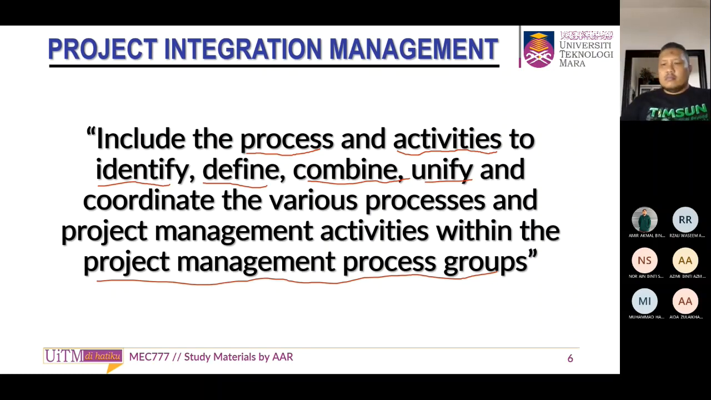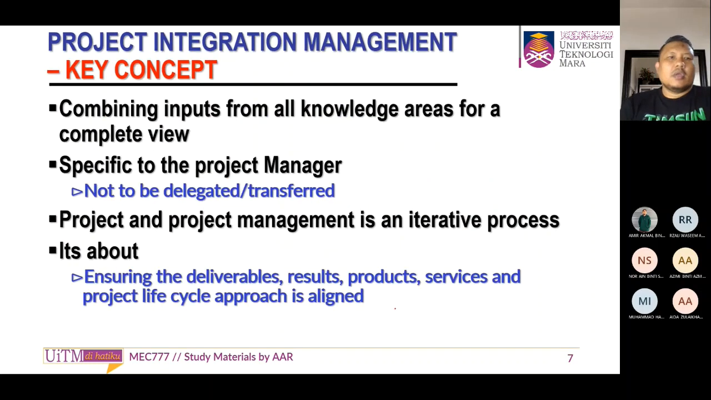Alright, so that is what we mean by the project management process group. Alright, the concept, we call it here a key concept. What is the concept of project integration management? First, the key concept is combining input from all knowledge areas for a complete view.